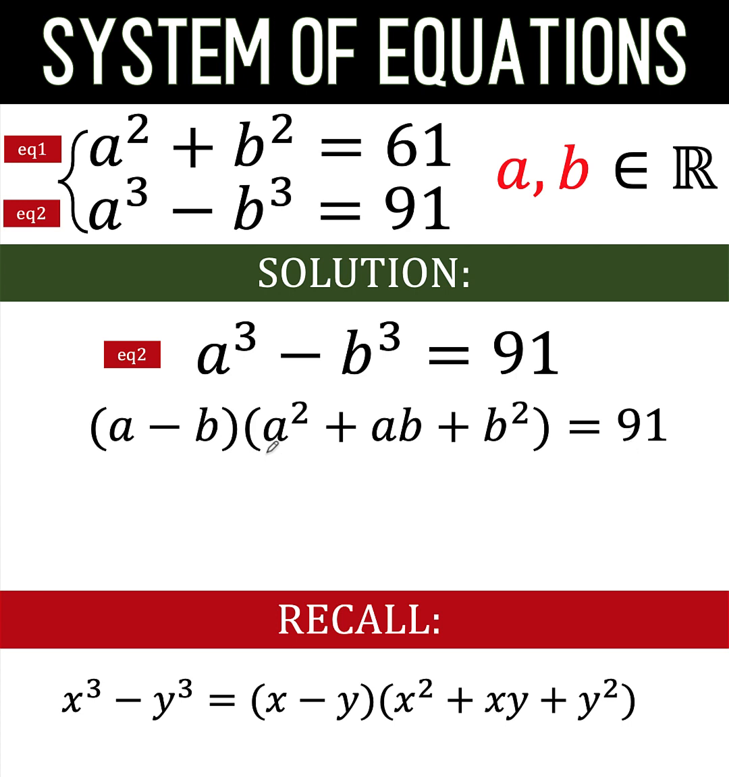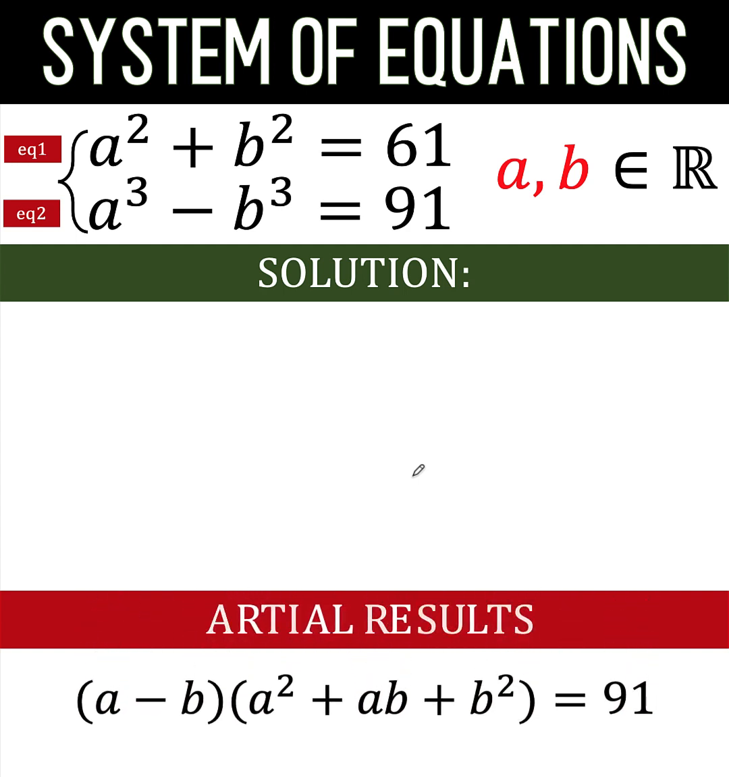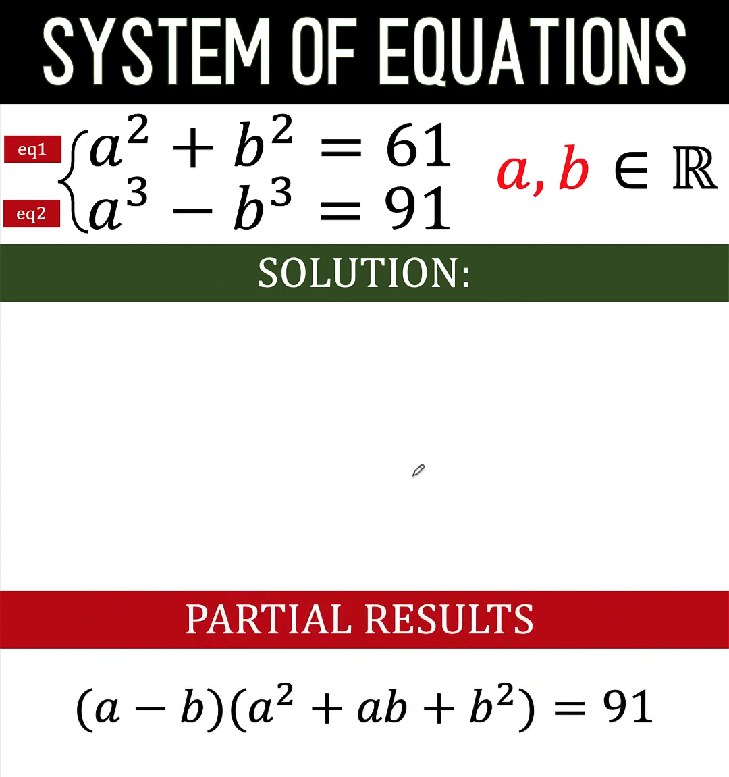Notice that we have here a squared, which is similar to the first term of equation 1, and b squared, which is similar to the second term of equation number 1, but equation number 1 does not have the middle term ab. So what we can do is, let's set this aside, and we are going to use this later on. Let's deal with equation number 1 first.